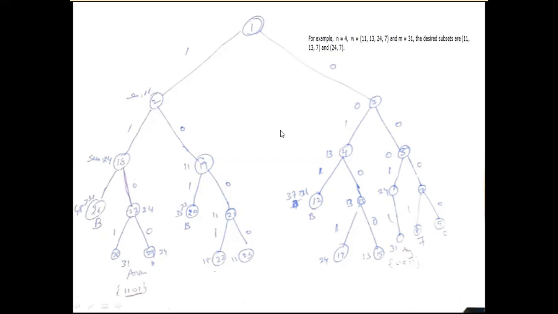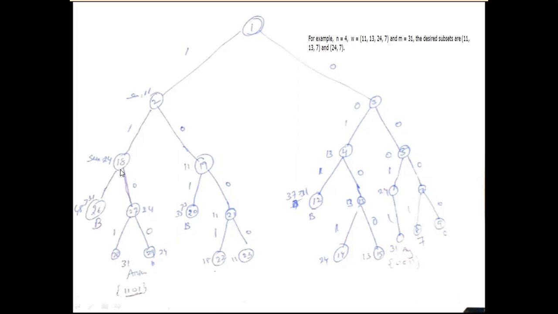How do we get 48? 11 plus 13 is 24, and 24 plus 24 is 48. So it does not satisfy the criteria function, which requires the sum of the elements to be equal to 31. Since it is greater than 31, the 26th node is killed.